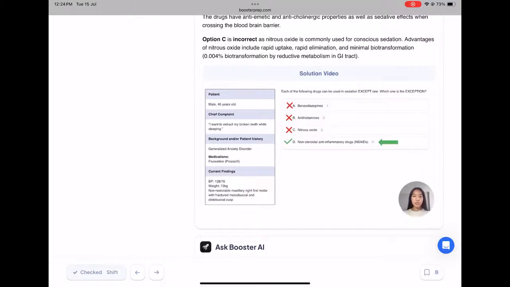Our only answer left is NSAIDs, or non-steroidal anti-inflammatory drugs, and this is our correct answer. These drugs do not have any anxiolytic or sedative properties, but as we can tell by the name, they do work to reduce inflammation. They work on the COX-1 and COX-2 pathways by inhibiting these enzymes to reduce prostaglandin production, and this ultimately results in analgesic, anti-inflammatory, antipyretic, and some also have antiplatelet properties, but like I said, there are no sedative properties, making this our correct answer.